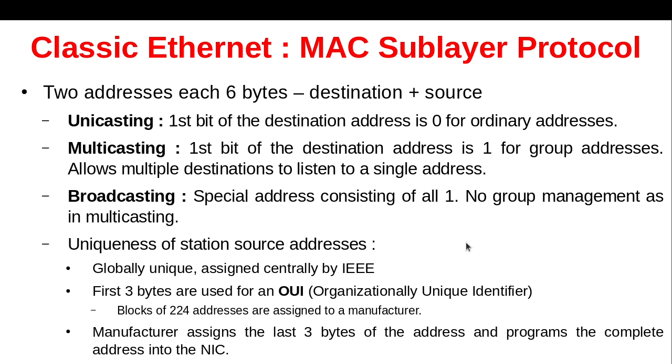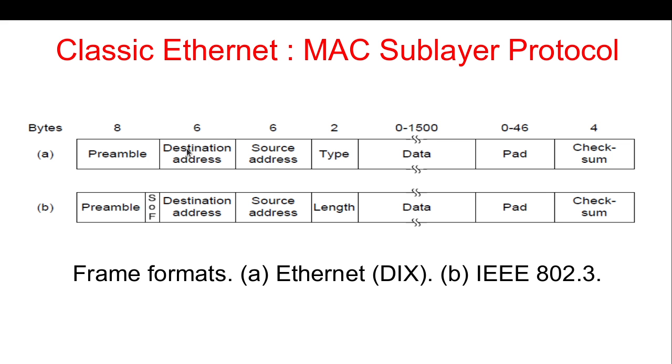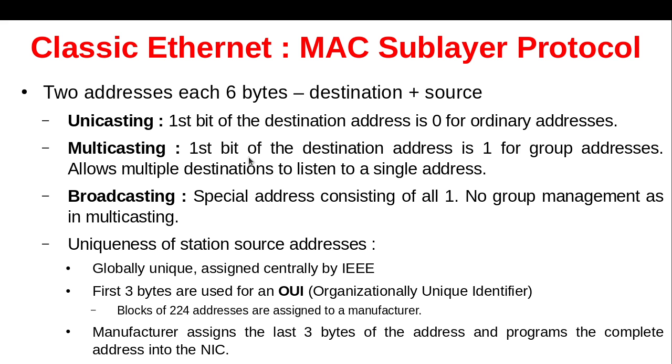Now the peculiarity of the station source address, which is 6 bytes, is that, as you can see here, the destination is 6 bytes and the source is also 6 bytes. It is globally unique, assigned centrally by the IEEE. The concept was that with that unique address, any machine can be identified uniquely, anywhere in the globe.